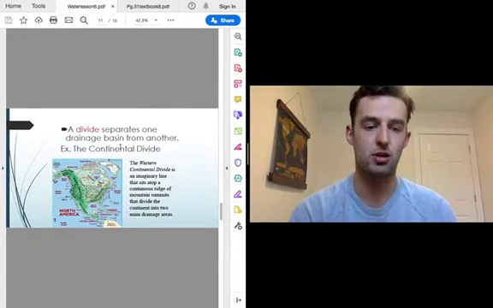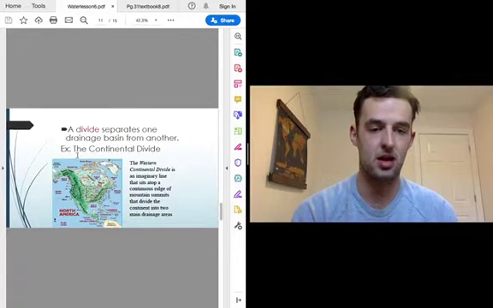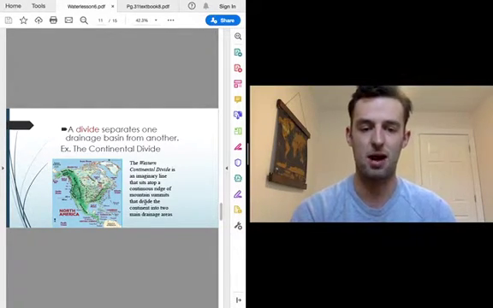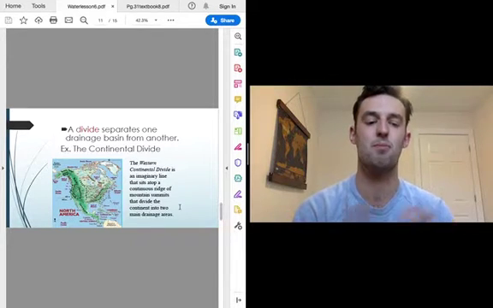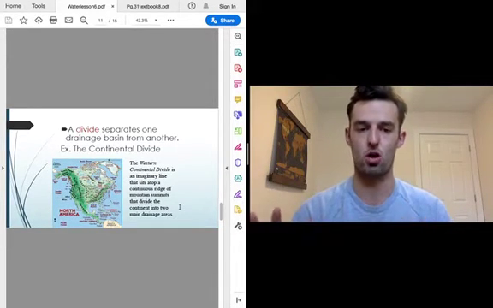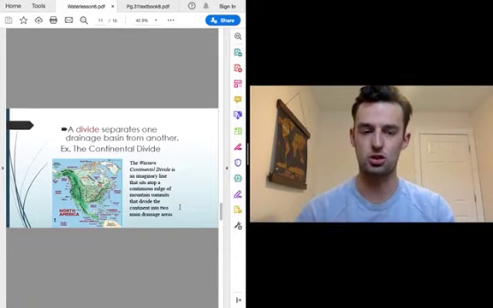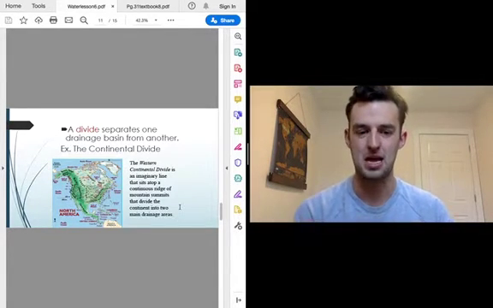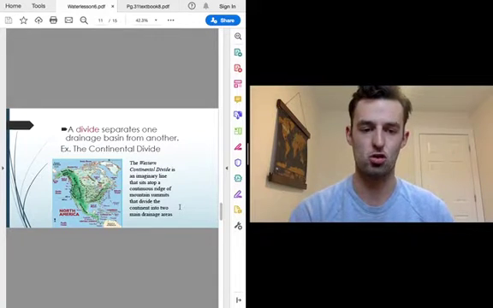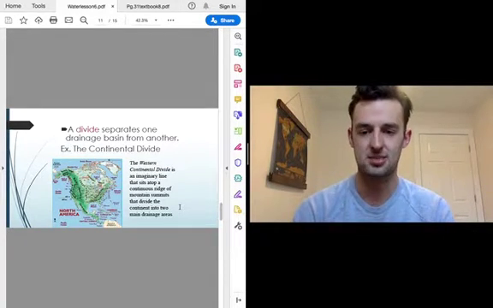A divide separates one drainage basin from another. An example of this would be the Continental Divide. This is an imaginary line that sits on top of a mountainous summit and divides the continent into two main drainage areas. So most of our water will either flow into the Pacific Ocean or into the Atlantic Ocean, with some of it going to Hudson Bay and stuff like that. But for the most part, we have two main drainage areas with some going into smaller ones.